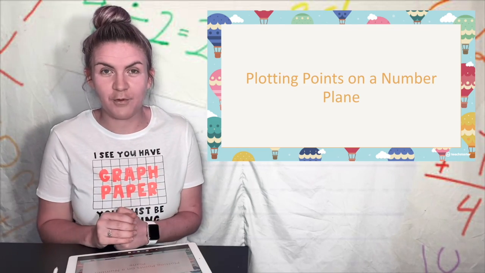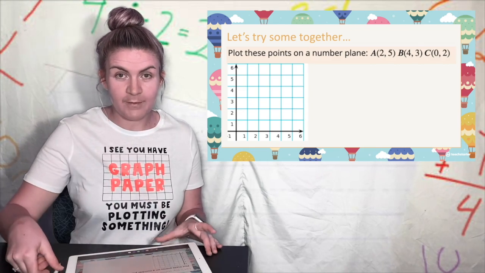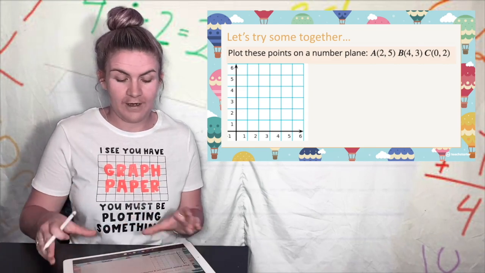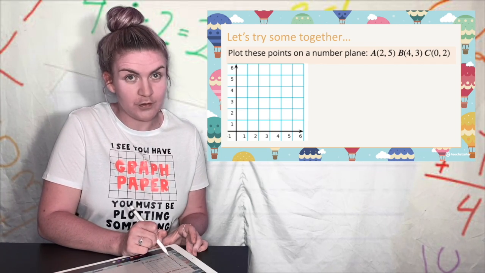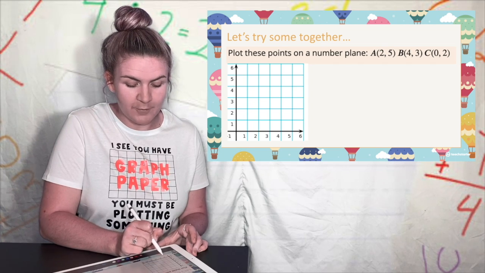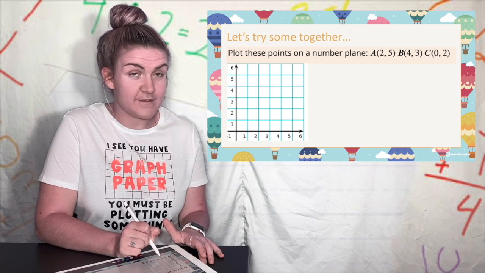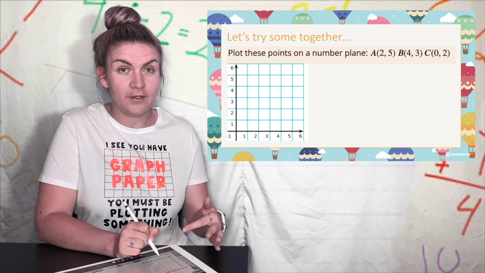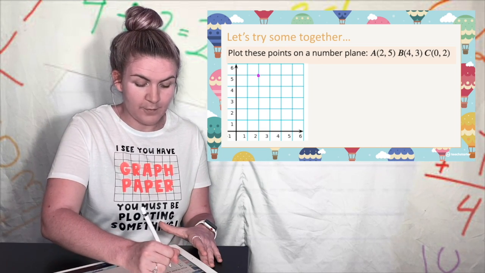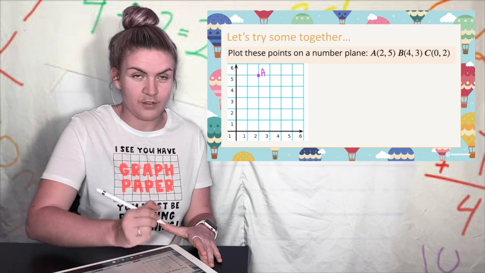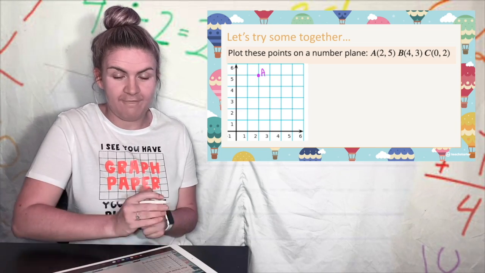Let's practice plotting points on the number plane. The question says, plot these points on the number plane. So my first point is A, (2, 5). So 2 is the x coordinate. So I'm starting at the origin and I'm moving 2 to the right because it's a positive number. So I'm going 1, 2. And now my second coordinate is 5. So 5 is moving up, and that is up along the vertical axis. 1, 2, 3, 4, 5. This point right here, and I'm putting its label, which is an A. I'm always using capital letters. So that is my point (2, 5).